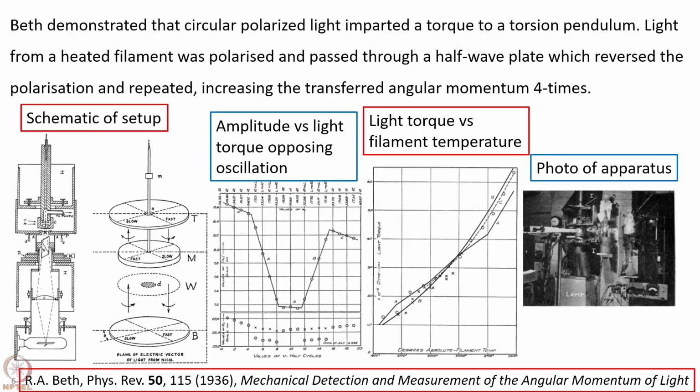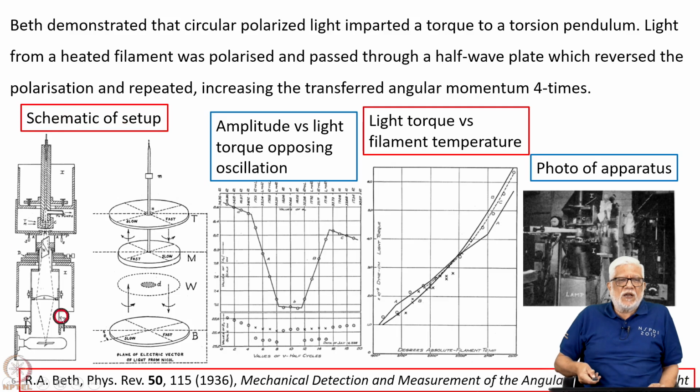A very different way of converting the angular momentum of circularly polarized photons to a mechanical device was done by Beth in 1936, a few years later. The title of this is Mechanical Detection and Measurement of the Angular Momentum of Light. This is a schematic of the setup.